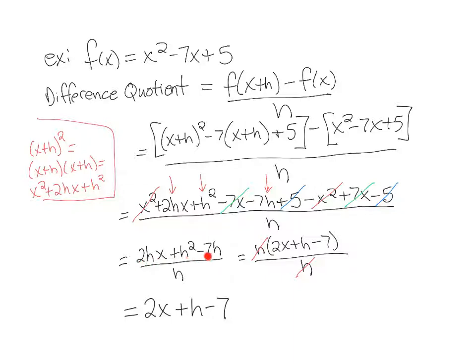So I can factor h out of this top thing. You're going to do this every single time. Every problem works the same way. Factor the h out front. I'm going to be left with a 2 times an x plus another h minus a 7. Now notice that because I factored an h out, I can cancel that h in the denominator, and I'm left with just this stuff. Okay, now you try it.